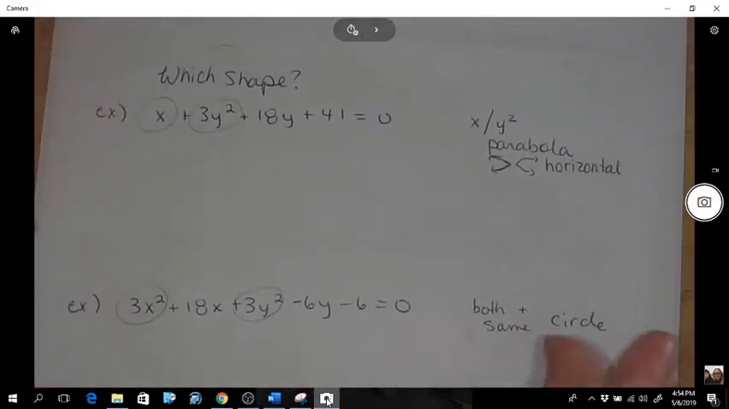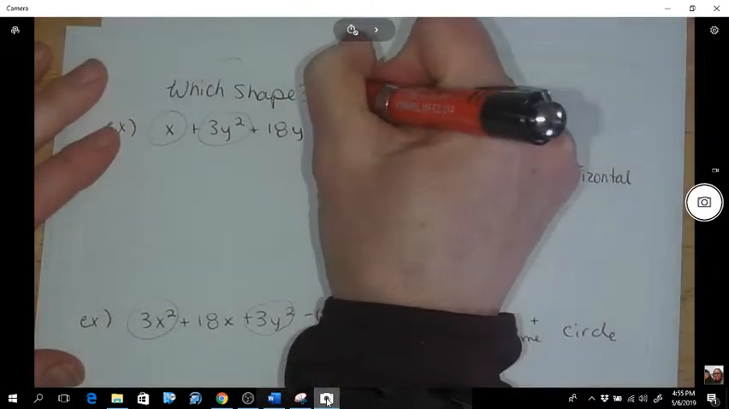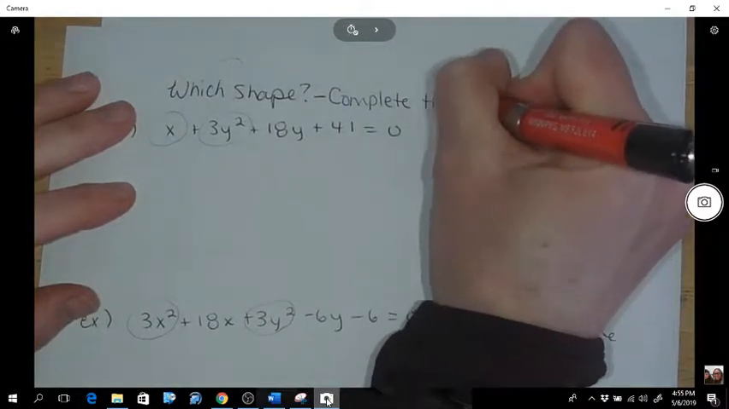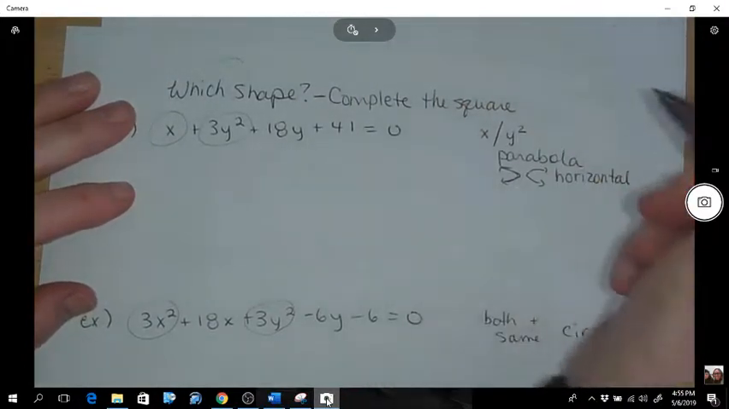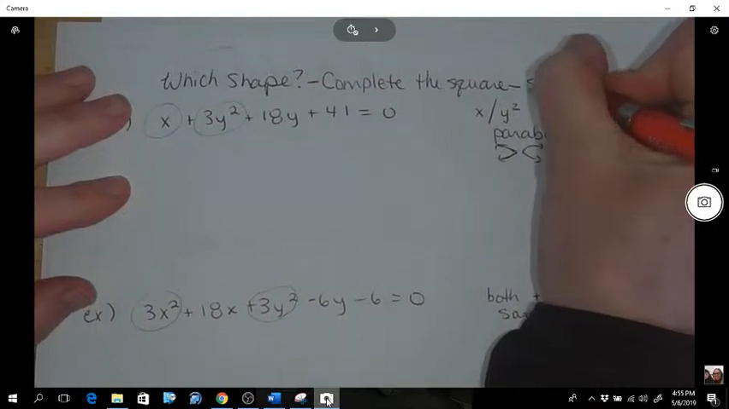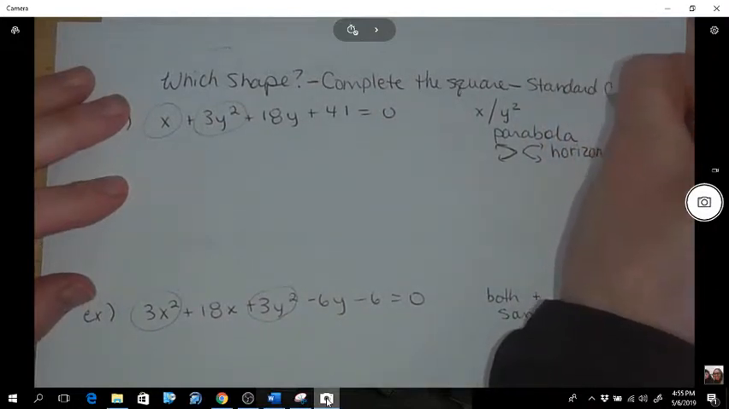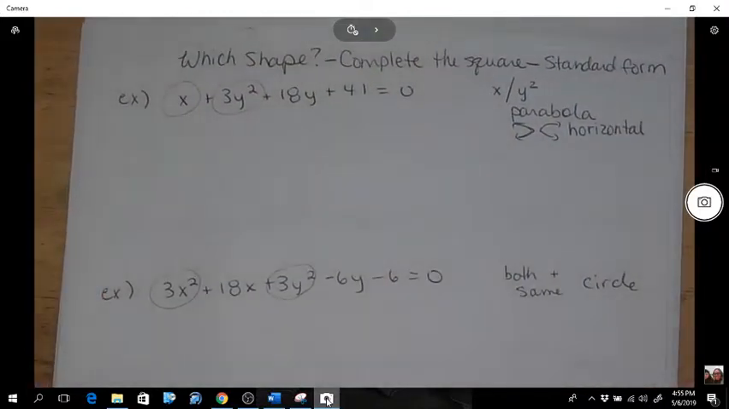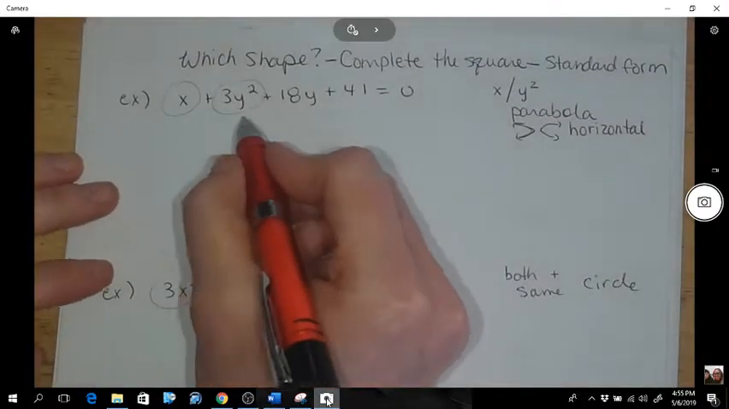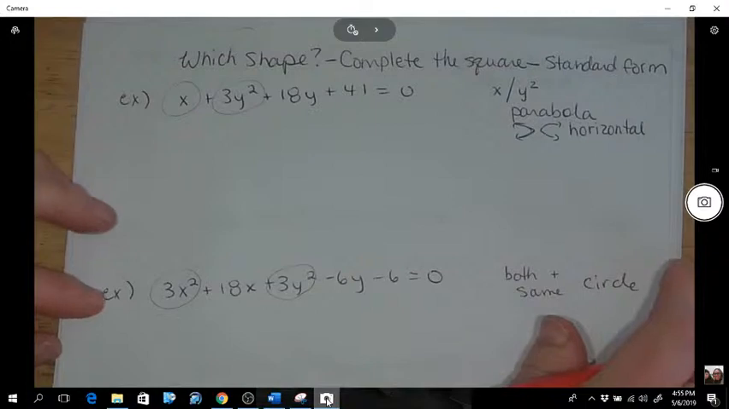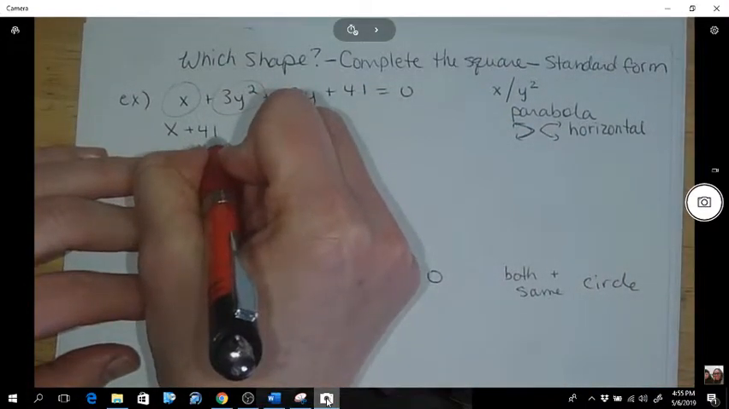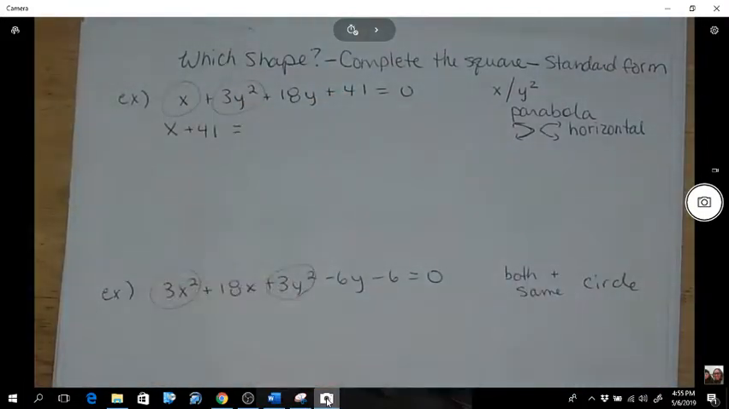Okay, so we learned how to determine the shape, and now we're going to complete the square on each, and that will get it into standard form. Okay, so that's the goal today. Complete the square on these to get into standard form. Okay, so this first one, because I know this is a horizontal parabola, I'm going to put the x plus 41 on that side and all the y stuff on the other side.